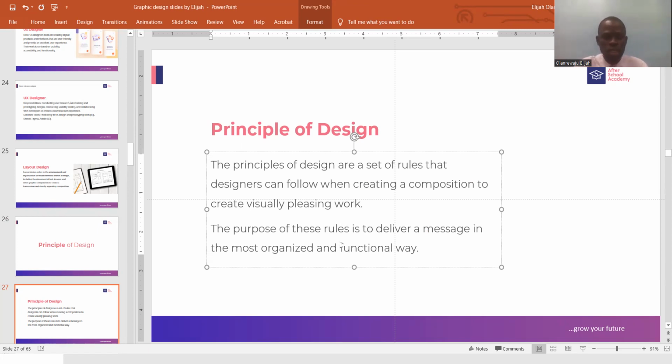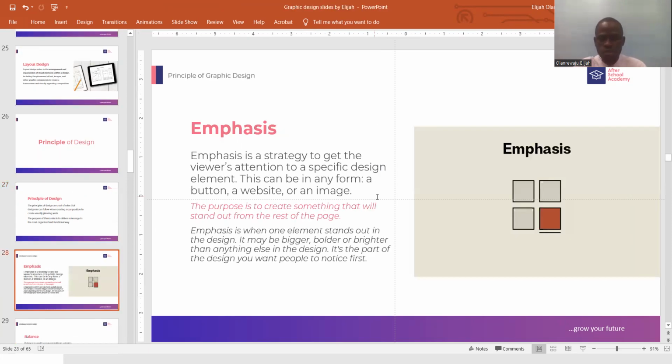Do we understand? So now that is why the principles are important. There are rules that you need to follow, for you to come up with a great design, a functional design, and an organized design. Right. So let's move on. So the first one that we are going to look at today is emphasis, right?